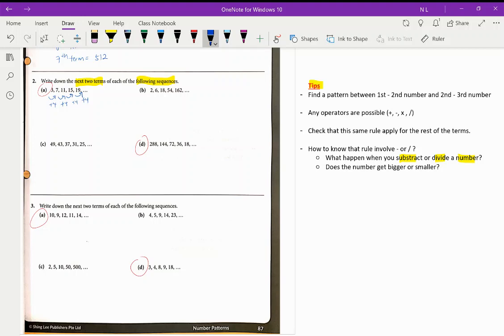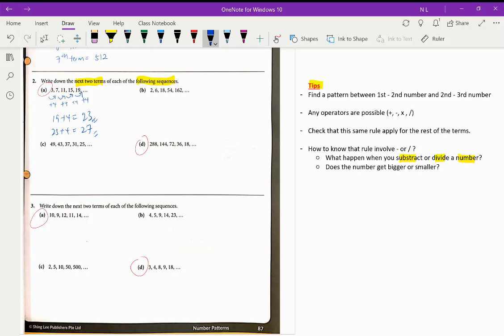After I see the same rule applied for the rest of the terms, I can confirm that for this number sequence, the rule is plus 4. To find the next two terms, it will be plus 4 to 19, which is 23, and plus 4 to 23, which is 27. So these are my next two terms. Let's look at the next one, 2b.